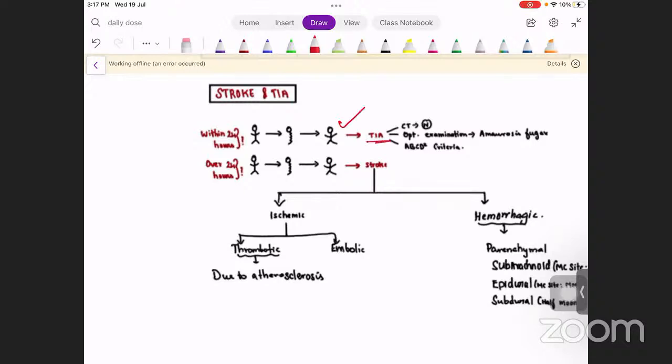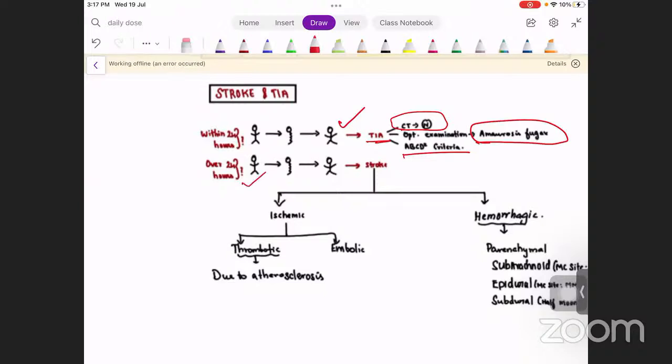Now, within 24 hours, if the symptoms have resolved, then it is a TIA, transient ischemic attack. In transient ischemic attacks, you may see amaurosis fugax. Very important MCQ: amaurosis fugax. We studied that in pathology also. In ophthalmological examination you see amaurosis fugax, and the CT scan will be normal. The criteria we use for transient ischemic attack or stroke is the ABCD2 criteria.